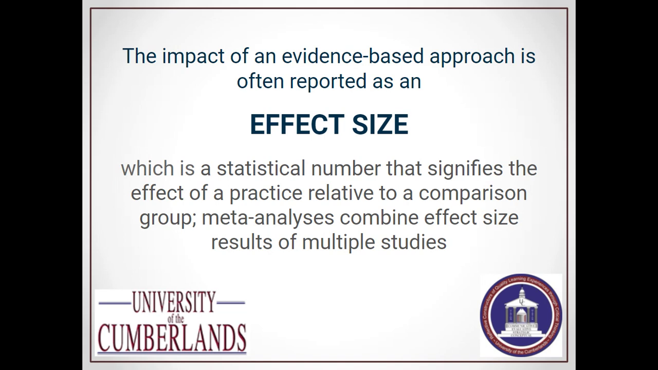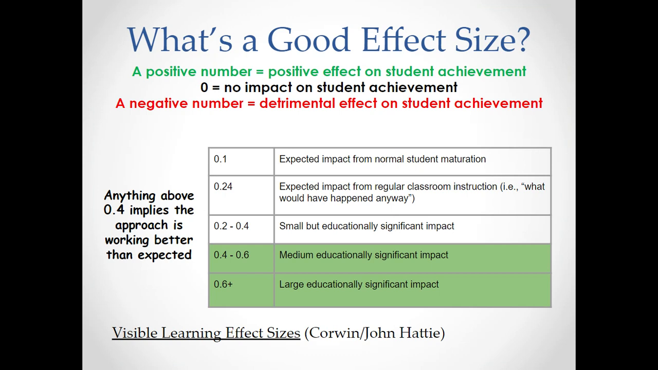So sometimes you might have a study that results in an effect size, but a meta-analysis is a compilation of studies and then they combine those effect sizes together. So if we can go with meta-analyses, it's even better because we know that that information is from a compilation of a multitude of studies and not just one. But in a nutshell, an effect size is just a statistical number that gives us information about the effect or impact of a practice.